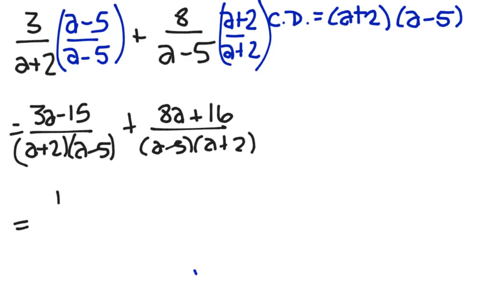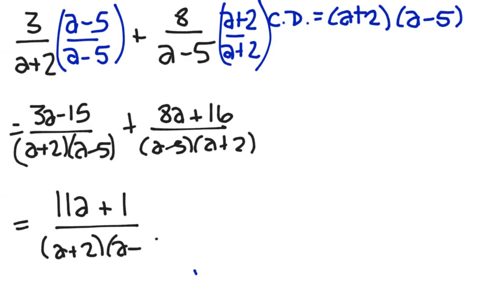And combining what I got, we have (11a plus 1) over (a plus 2)(a minus 5). The numerator doesn't factor. That's my answer. And that concludes this screencast on adding and subtracting rational expressions.